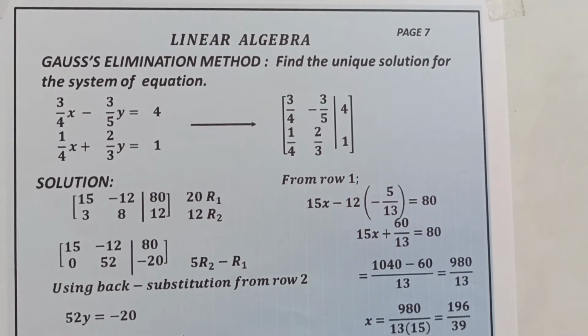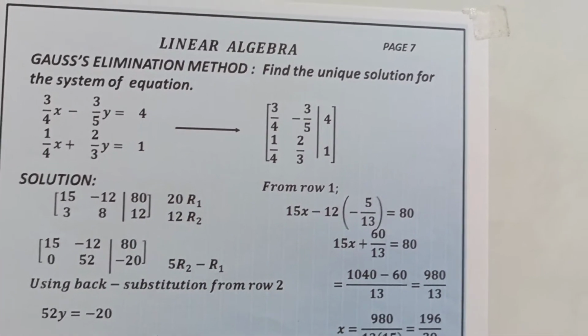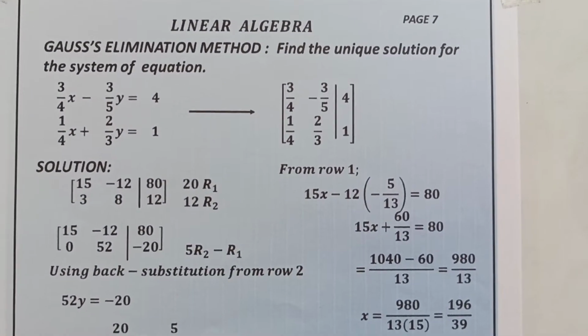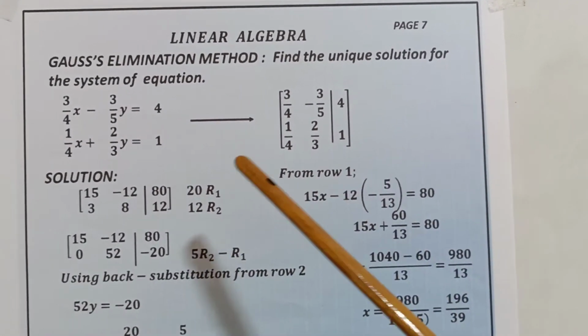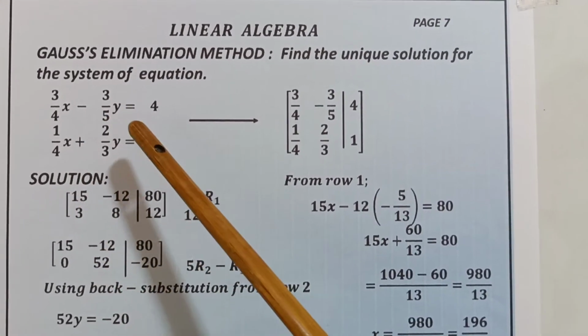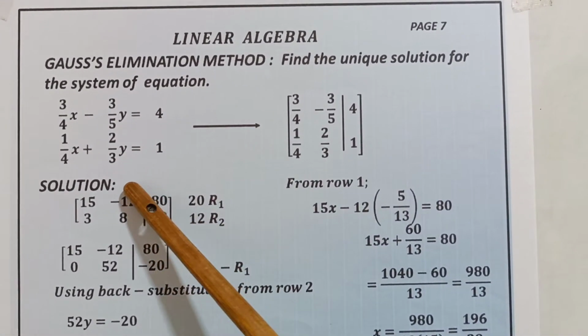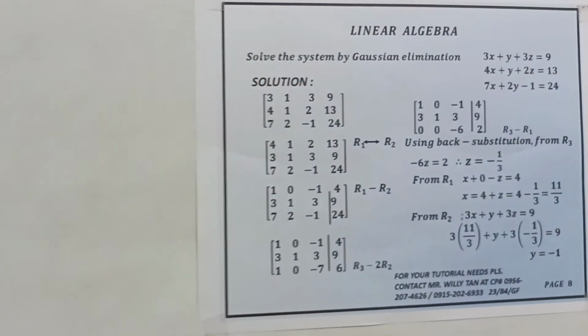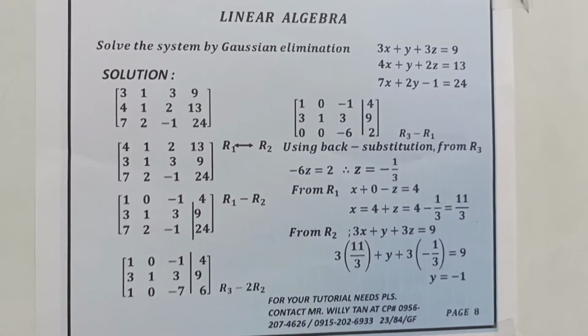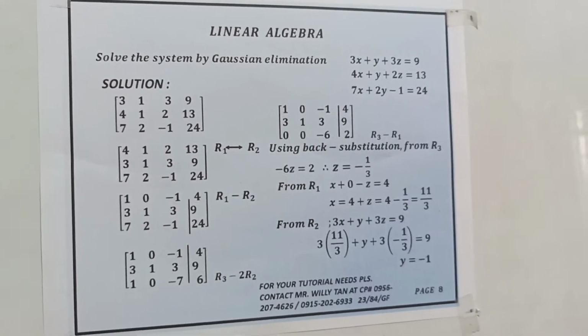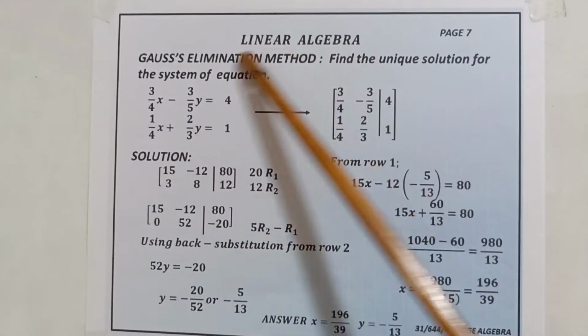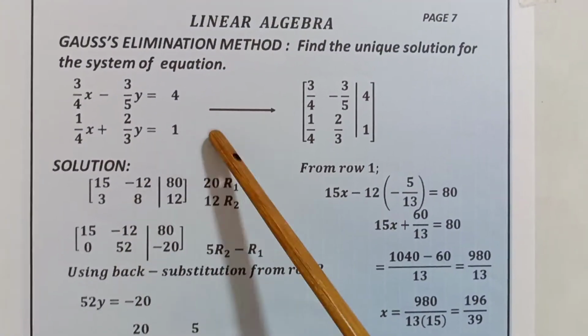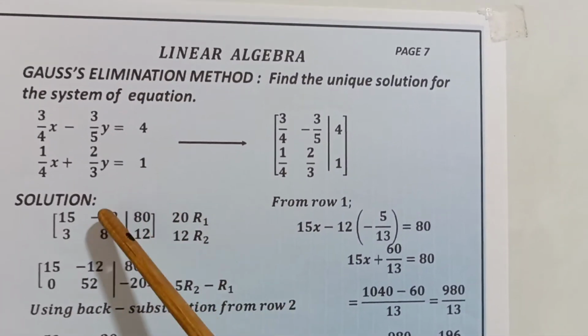Today we'll continue our discussions on linear algebra, and we have another two problems here. The first one has two variables, or two unknowns, and the second one has three variables, or three unknowns. To start with, we have these two equations here.